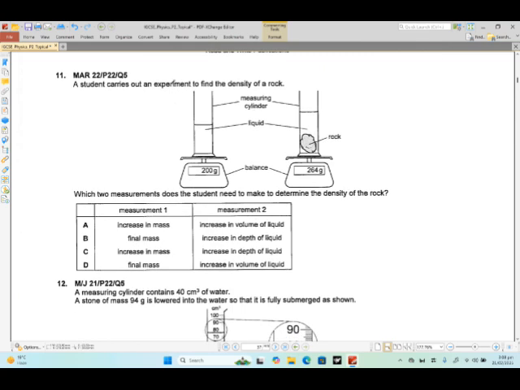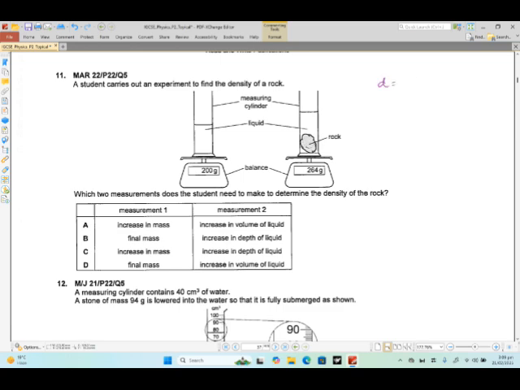A student carries out an experiment to find the density of a rock. I don't know why there are so many questions on density in this topic. This is a topic for weight and mass. I don't know why it keeps coming up, but okay, we will be solving them.